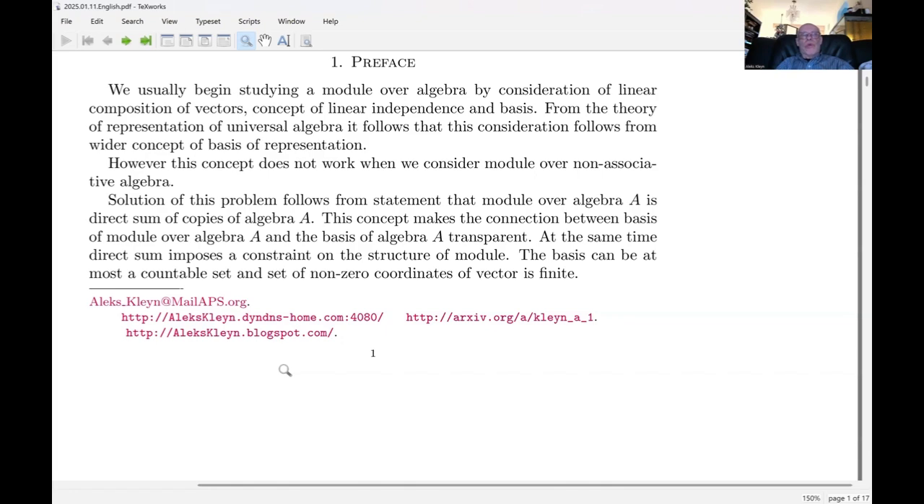Solution of this problem follows from statement that model of algebra A is direct sum of copies of algebra A. This concept makes the connection between basis of model of algebra A and the basis of algebra A transparent. At the same time, direct sum imposes a constraint on the structure of model. The basis can be at most countable set. A set of non-zero coordinates of vectors is finite.